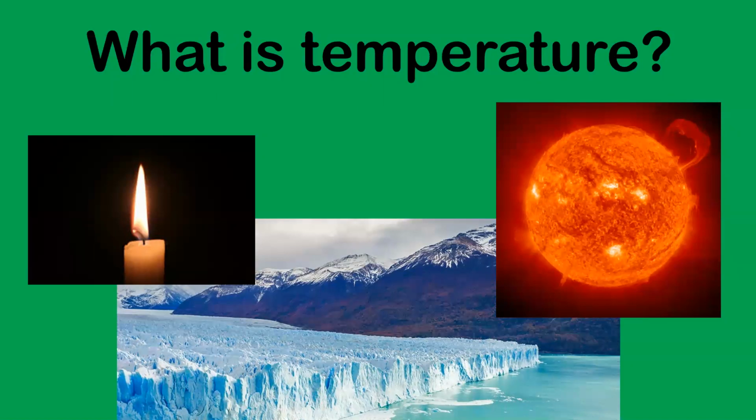We know it has something to do with hot and cold. The temperature of a flame is much greater than the temperature of a glacier. And both of those are far lower, I expect, than the temperature of the surface of the sun. Or is that true? Because I'll point out that the light which comes from a flame, candle flame, is pretty similar in quality to sunlight.